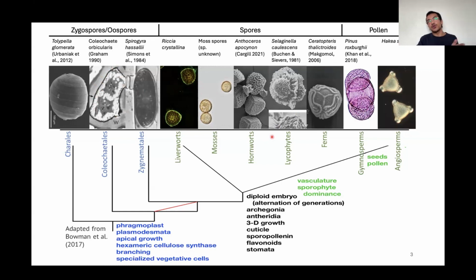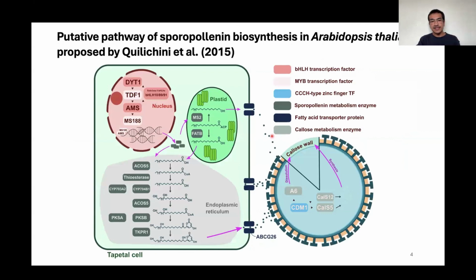And although we do not know what the exact chemical composition of the sporopollenin biopolymer is, a lot of what we know about sporopollenin comes from genetics. This is a putative pathway of sporopollenin biosynthesis in Arabidopsis. It happens in the tapetum, which surrounds developing pollen grains.